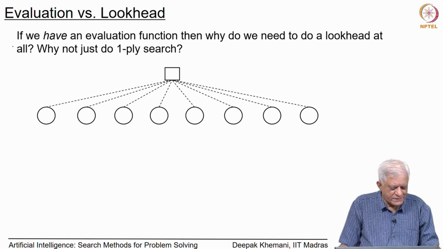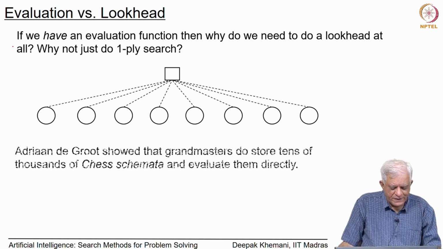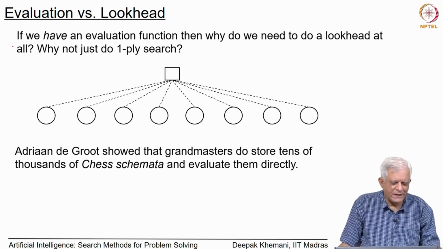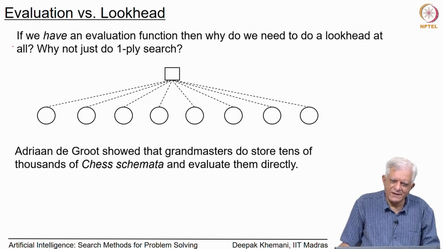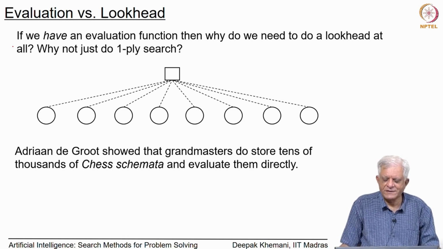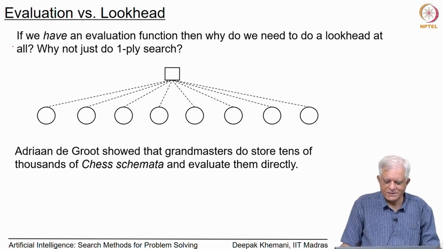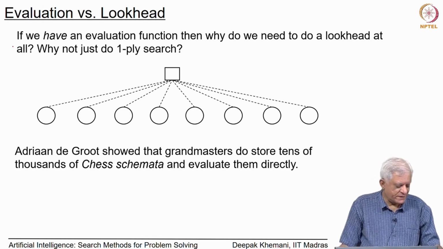Now, the chess psychologist de Groot had done a study in which he had observed that grandmasters store tens of thousands of chess, what he called schemata. So, these are patterns which they have learned through experience, and simply by looking at a chess position, a grandmaster can say this is good, this is not good, and so on. And the way they do it is because they have accumulated their experience of chess into schemas or schemata, which they can spot immediately essentially.